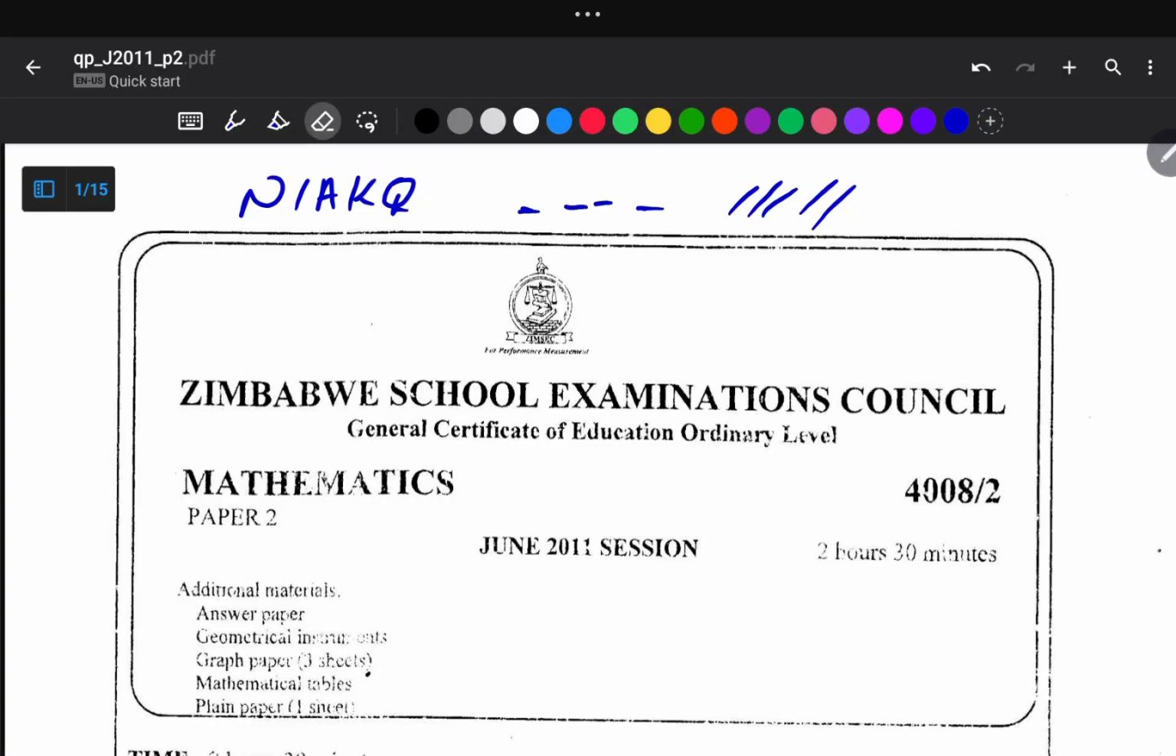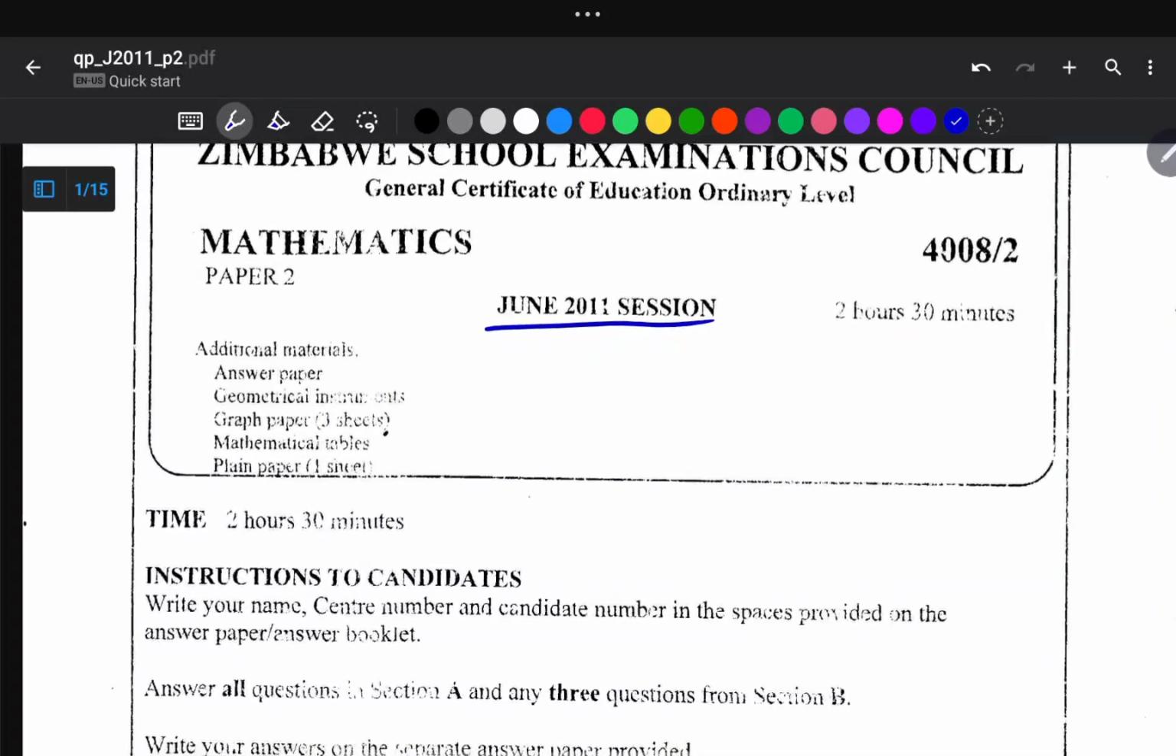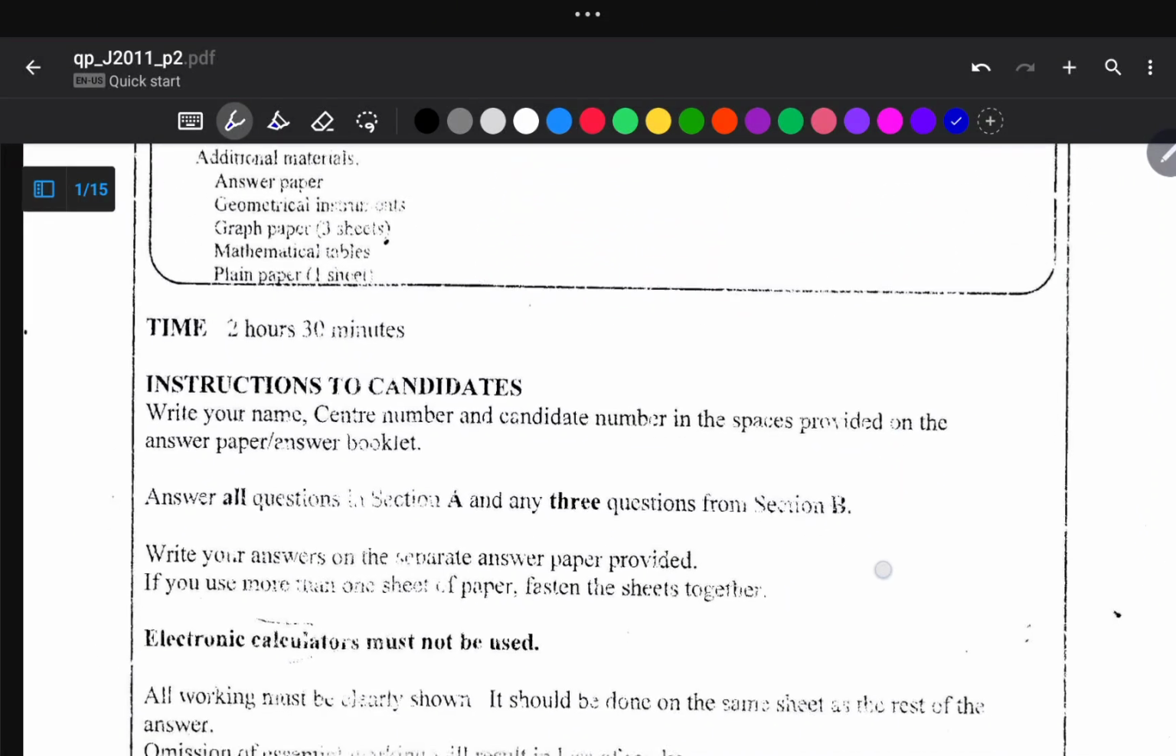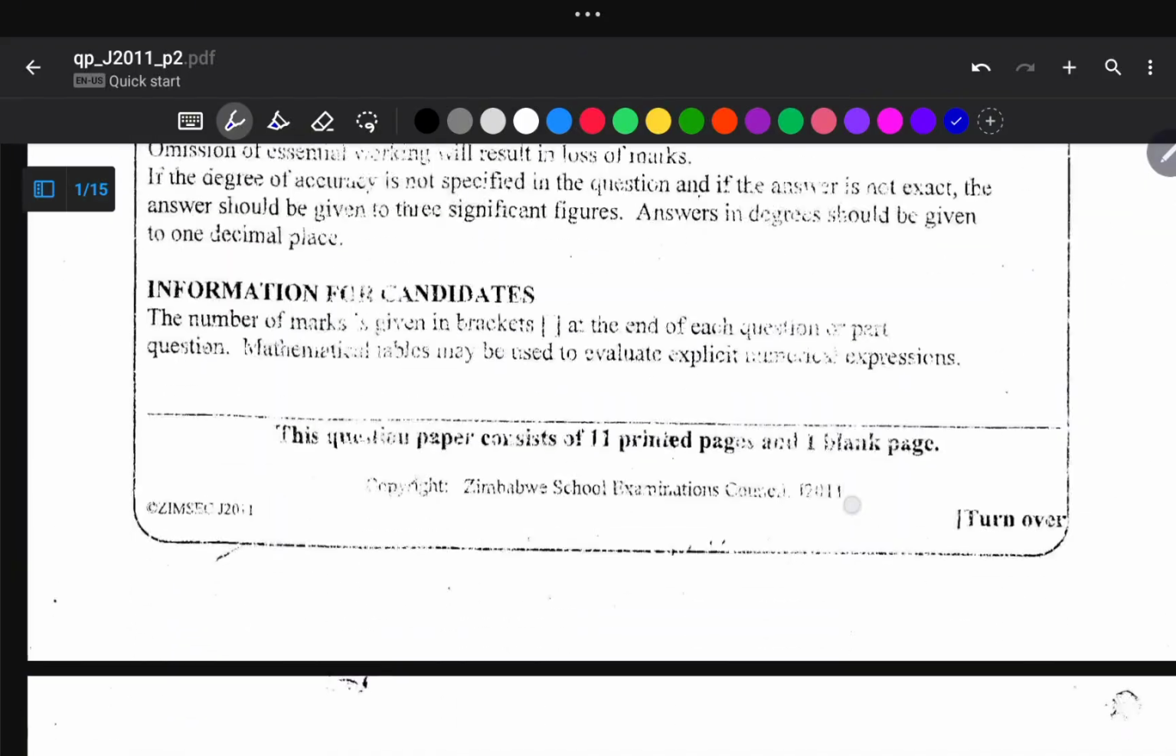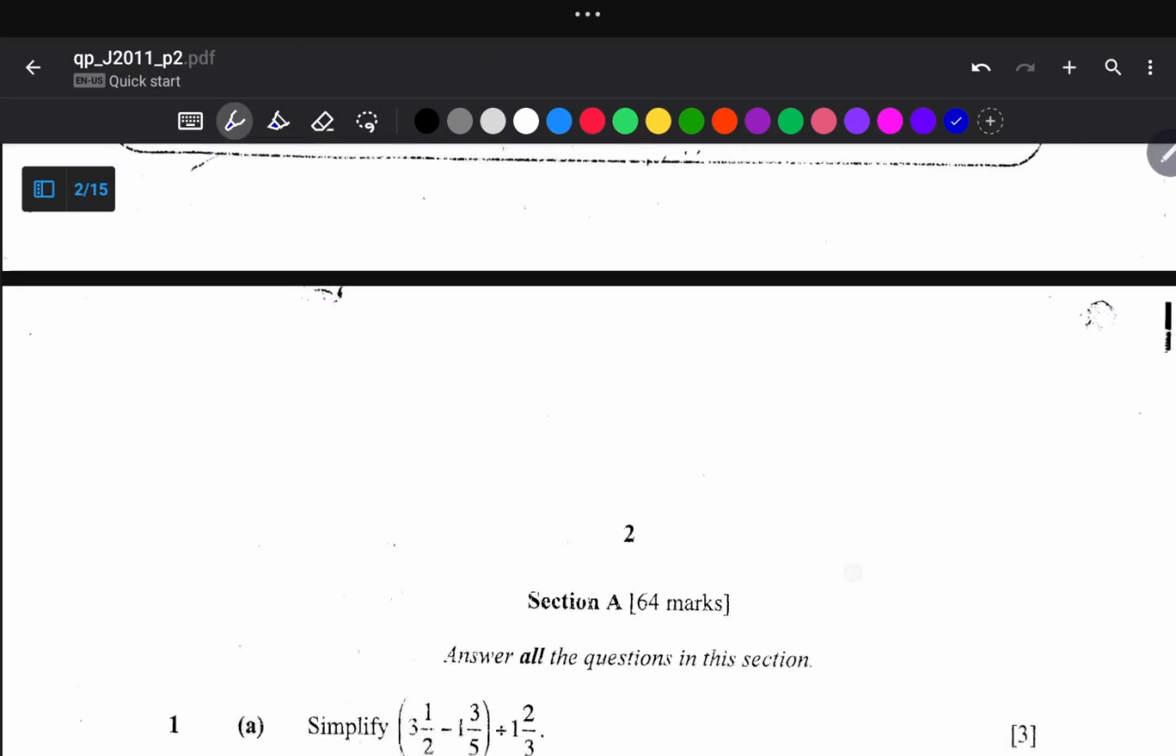So here we are having this Zimsec question paper of mathematics paper 2. So this one is of June 2011 session. So just make sure every time you open your question paper you read these instructions to candidates. So in section A we are required to answer all questions, and in section B we are required to answer any 3 questions, and this is a paper 2 guys, so calculators can be used.